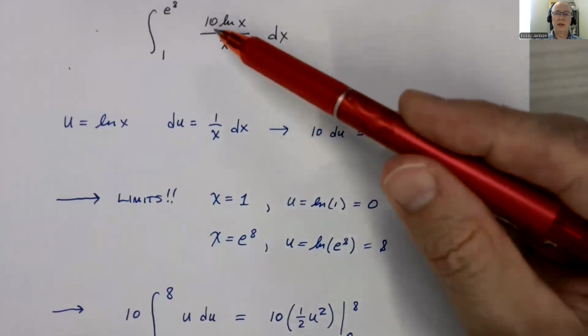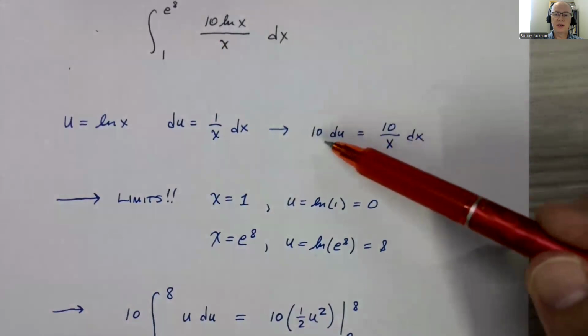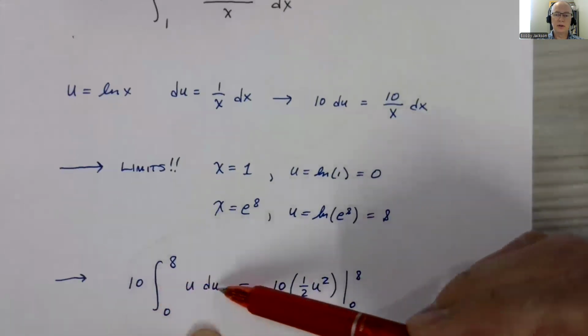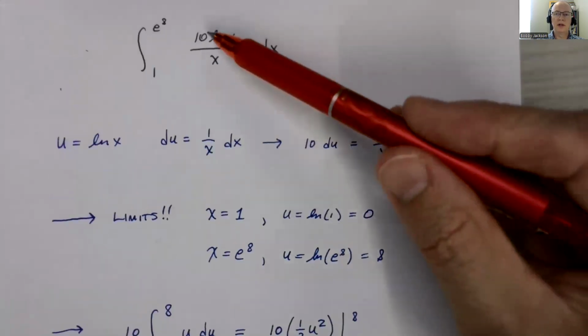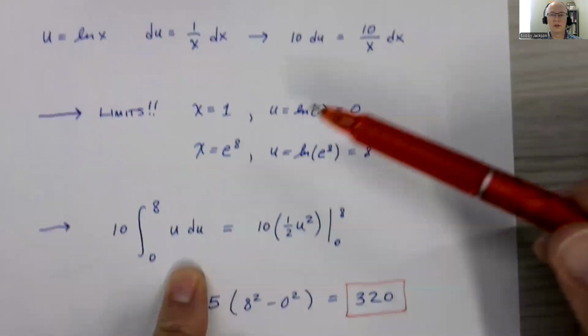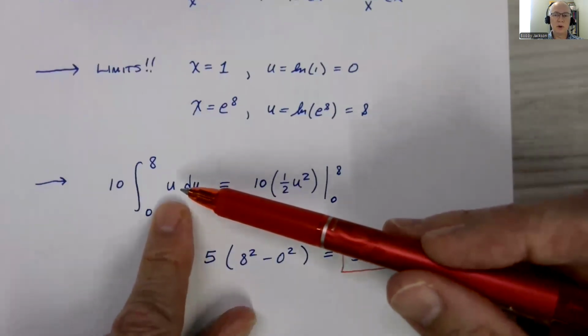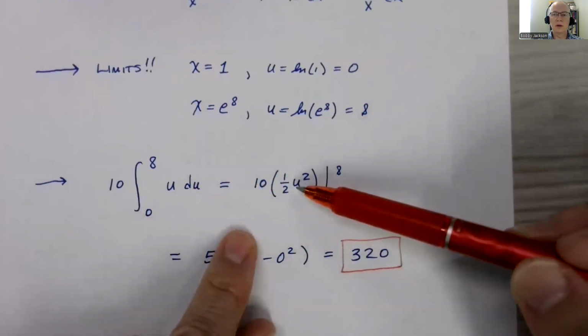And I'll have the 10 divided by x dx. That's the 10 du. So I pull that 10 out, and there's my du. And all that I have left is natural log of x, which is u. And so this integral is, from here, now much easier. What's the antiderivative of u? Just by the power rule, it's 1/2 u squared.